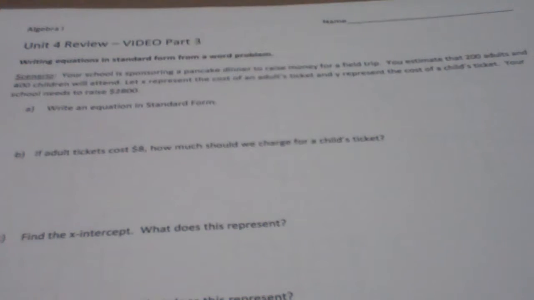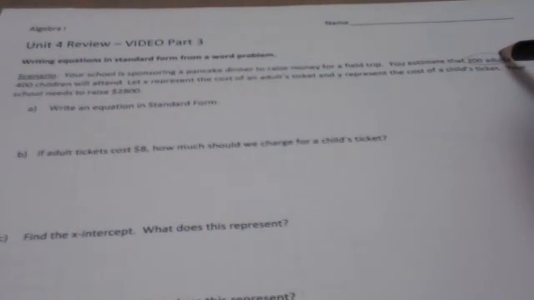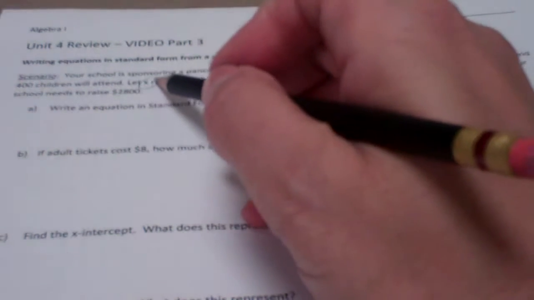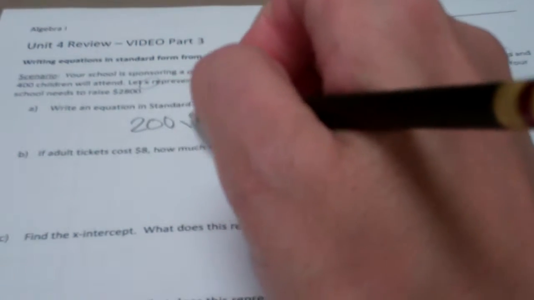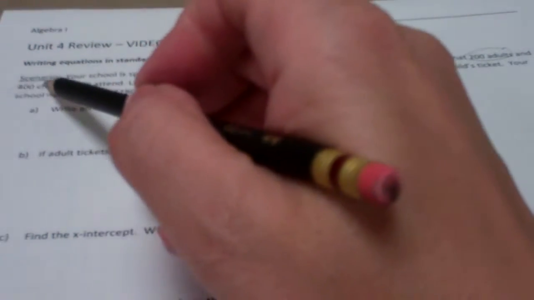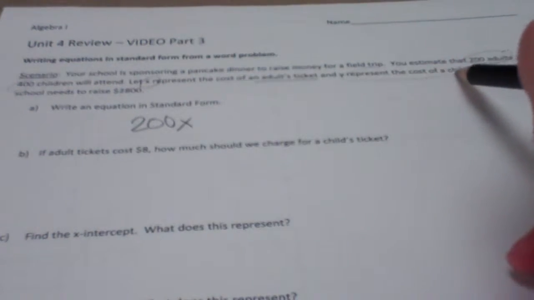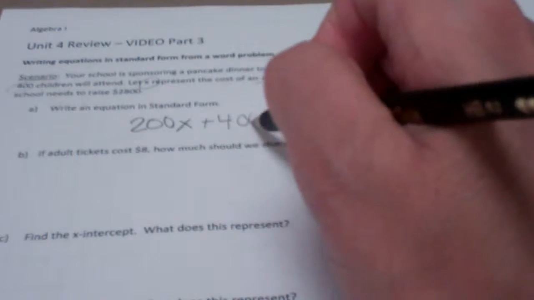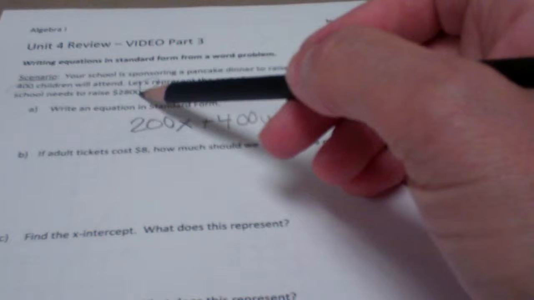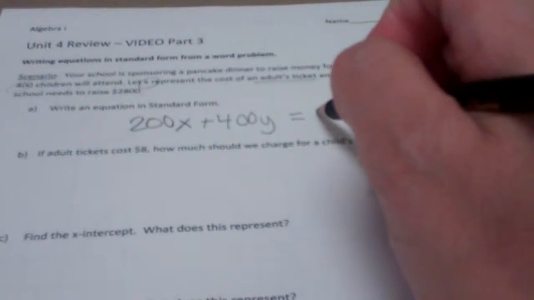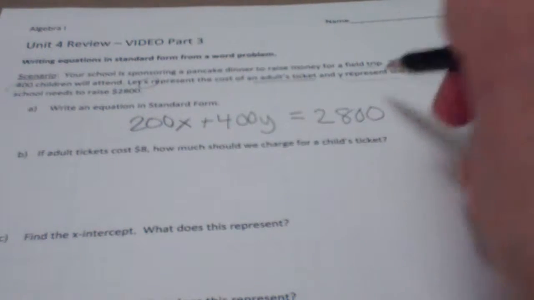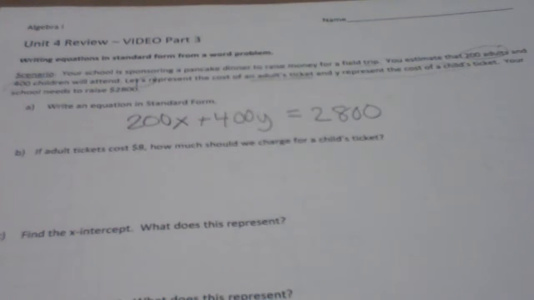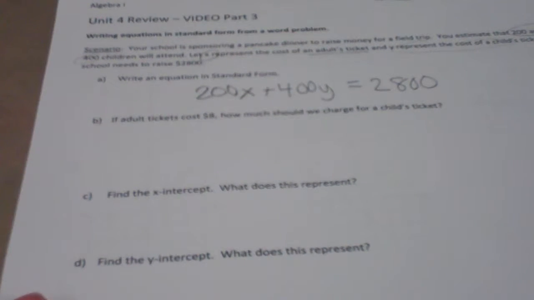Part A, write an equation in standard form. Well, we have 200 adults and X is the cost of an adult's ticket. So that's going to be 200 times X. 400 children, Y represents the cost of a child. So we're going to add in 400Y. And we need to raise $2,800, equals 2,800. Here's our standard form.